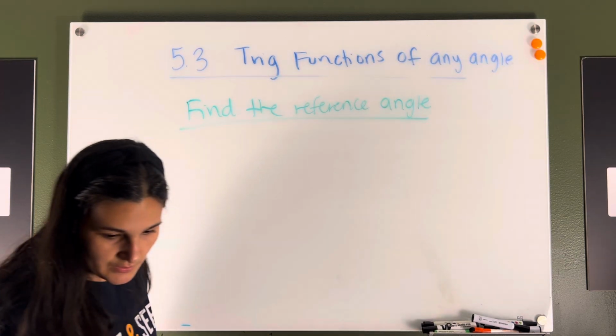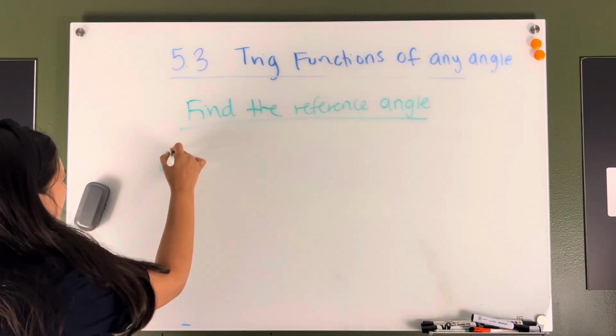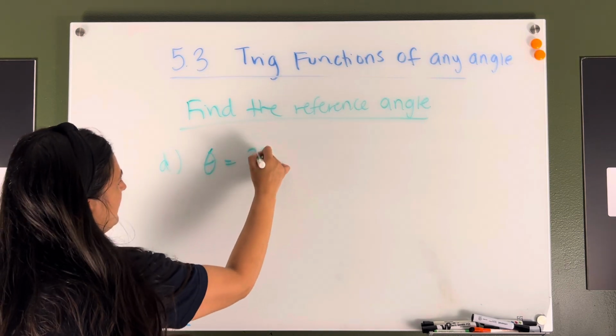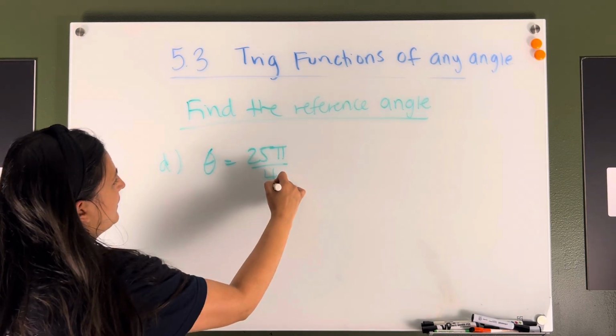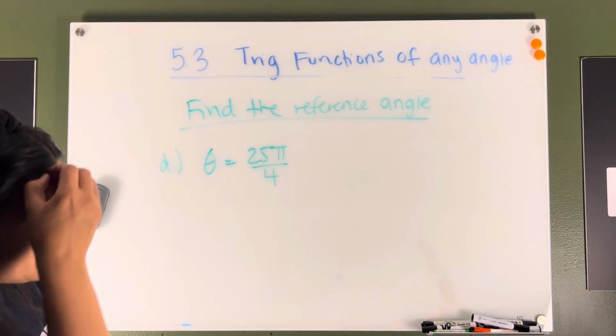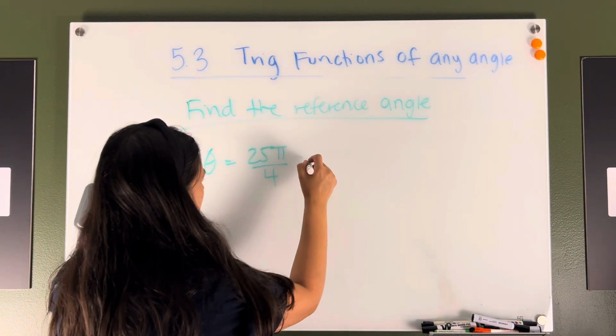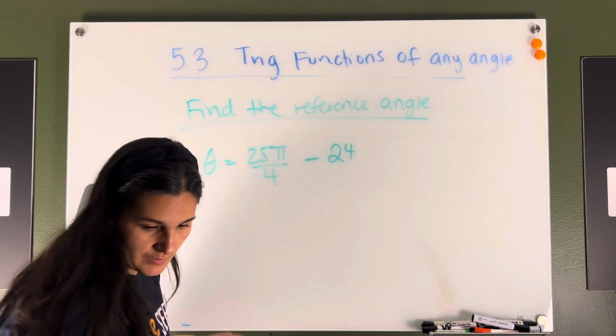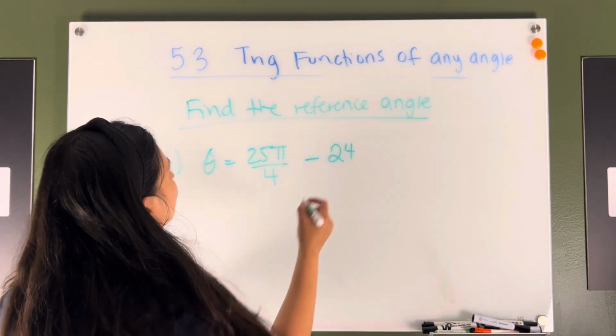And last but not least, let's look at the fourth quadrant. So the fourth quadrant is 25 pi over 4. Okay, again, I can find a coterminal angle. I can already see that here I can subtract. I'll just double check because I like to do things fast.